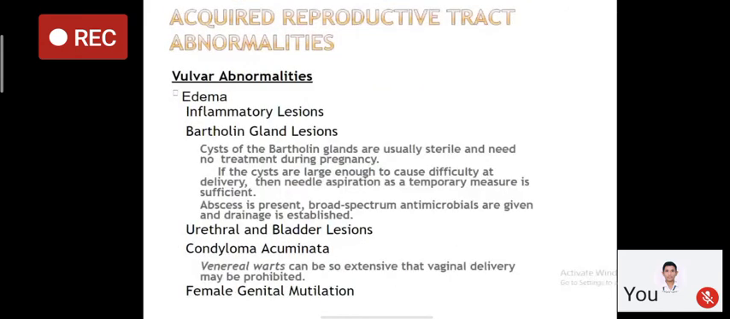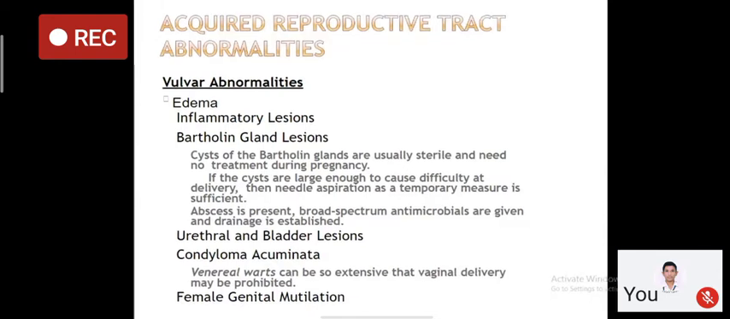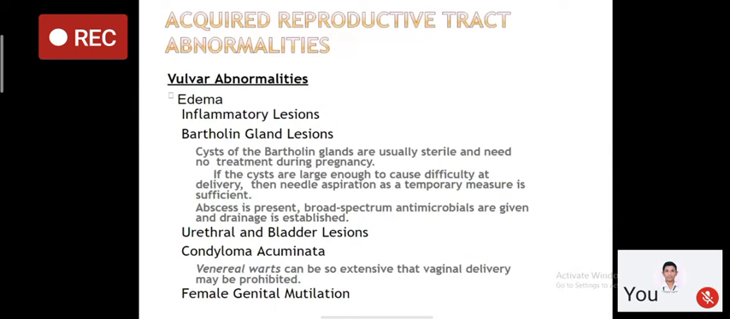Okay. So what are acquired anomalies? One is the vulval abnormalities. So you can get some edema, inflammatory lesions, Bartholin gland lesions. Cysts of Bartholin glands are usually sterile and need no treatment during pregnancy. If the cysts are large enough to cause difficulty at delivery, aspiration as a temporary measure is sufficient. If an abscess is present, broad spectrum antimicrobials are given and drainage is established.